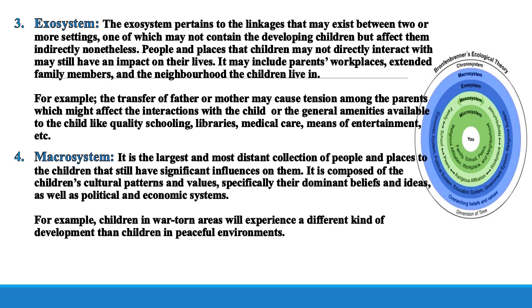Next, we have macrosystem. Macrosystem, it is the next level and also the largest and most distant collection of people and places to the children that still have significant influences on them. And it is composed of the children's cultural patterns and values, specifically their dominant beliefs. All right, dominant beliefs and ideas, as well as political and economic systems.